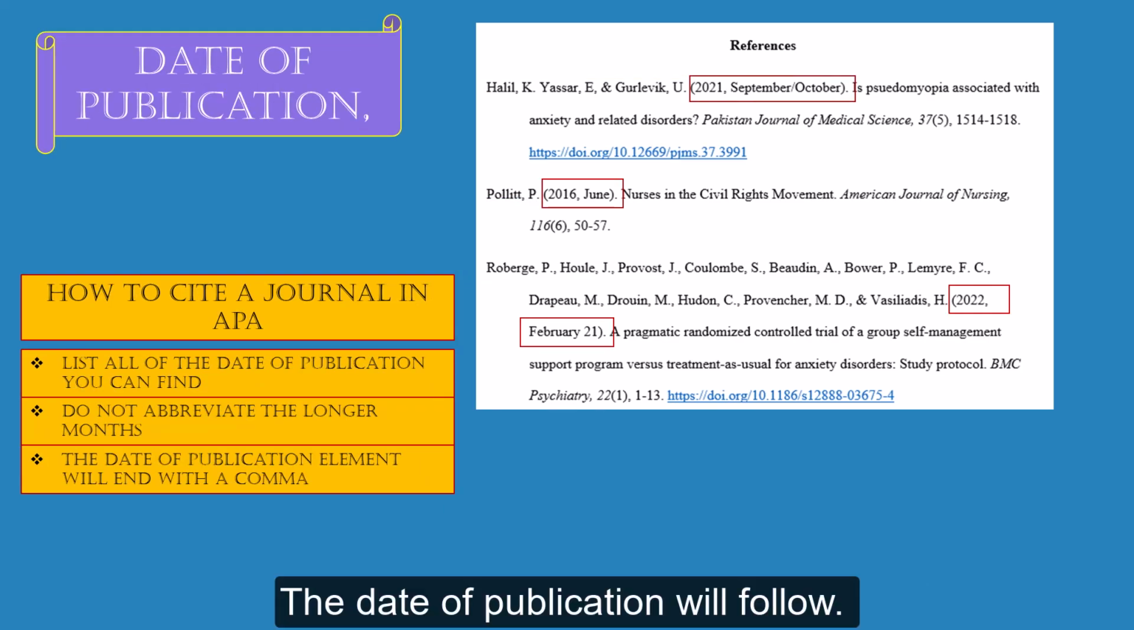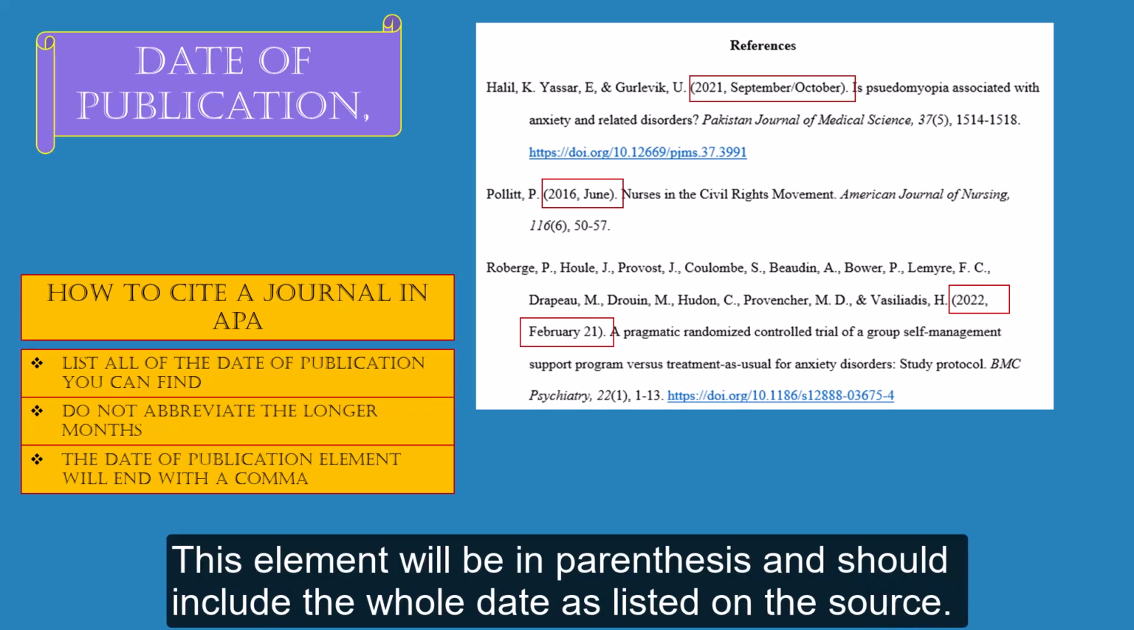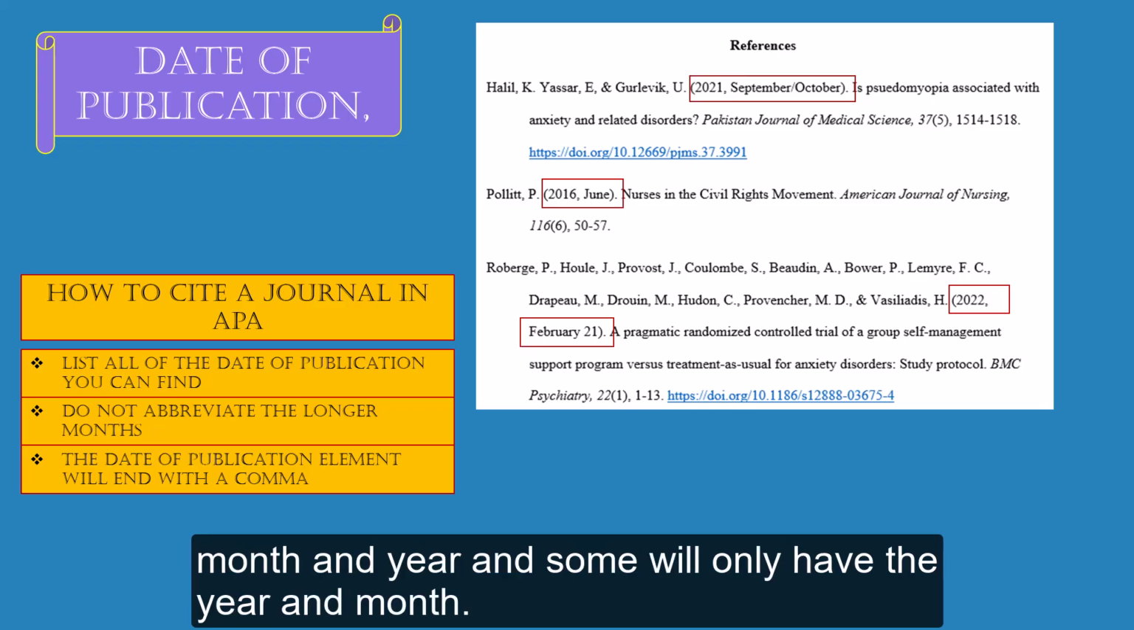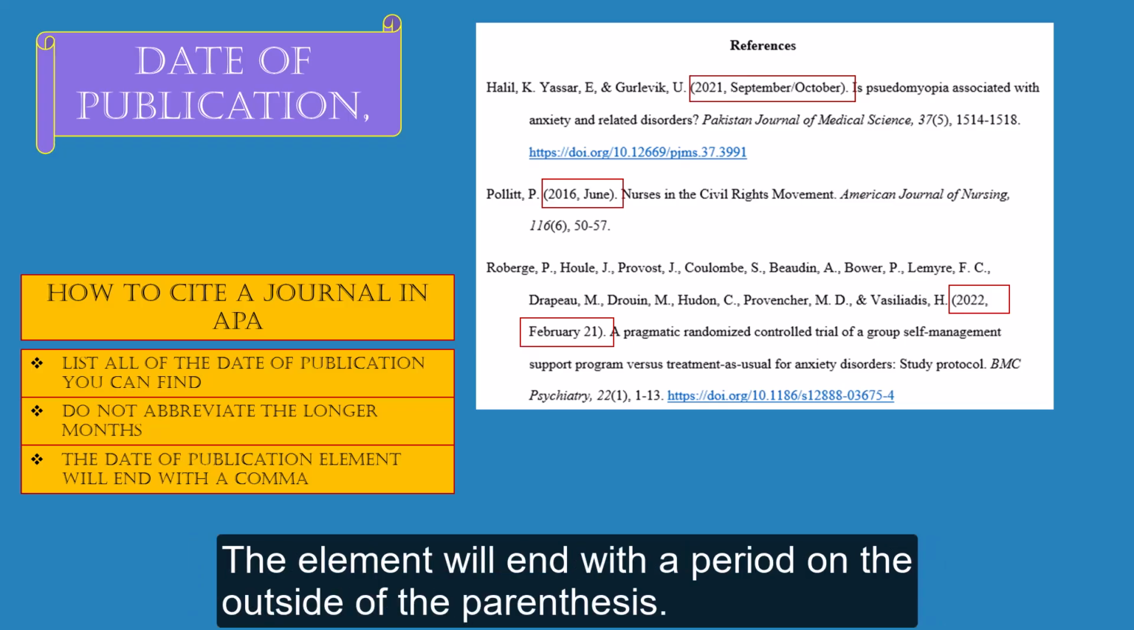The date of publication will follow. This element will be in parentheses and should include the whole date as listed on the source. In the examples, you will see some that have the day, month, and year, and some will only have the year and month. This element will end with a period on the outside of the parenthesis.